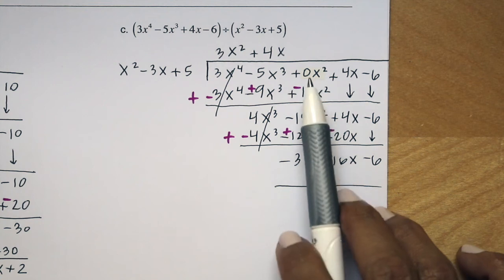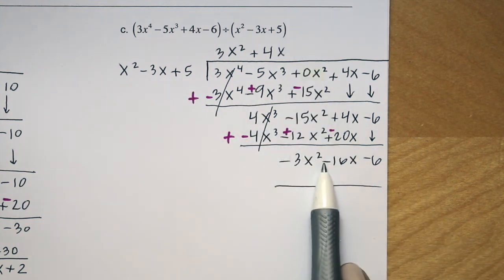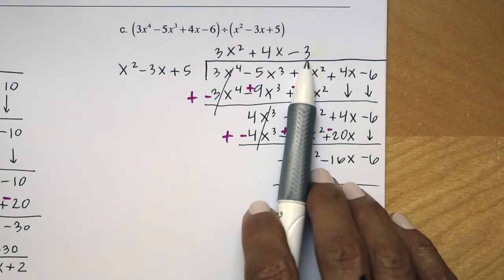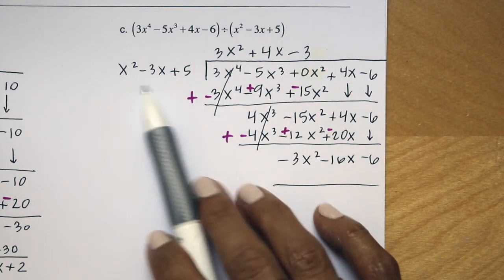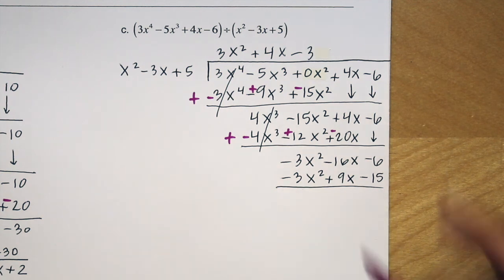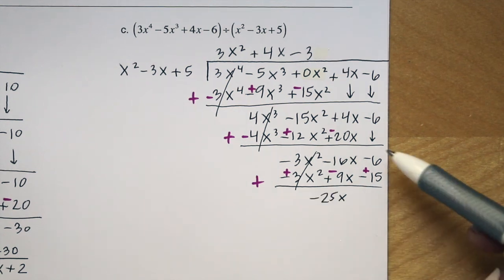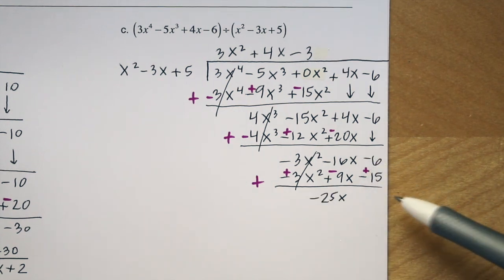Okay, let's start the process again. We ask ourselves what times x squared makes this first term. And you get negative 3. So now we're going to take negative 3 and we're going to multiply it to all of these terms out here. I wrote it down here, and now we're going to add their opposites. So these first terms cancel out. Next, you get negative 25x. And then finally, negative 6 plus 15 makes 9.